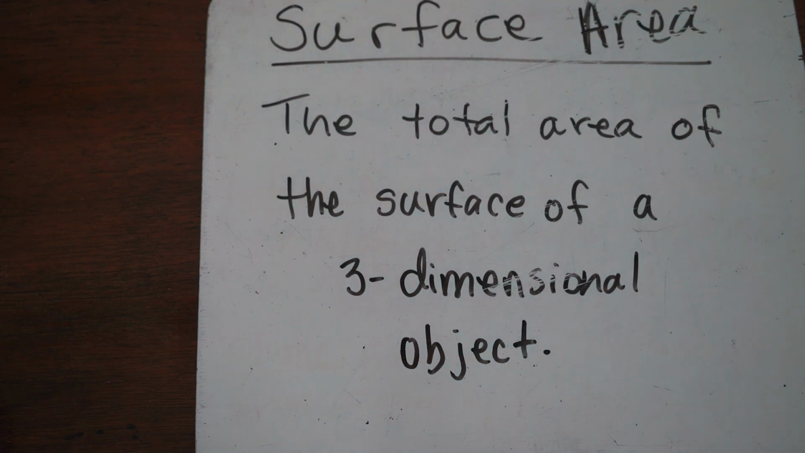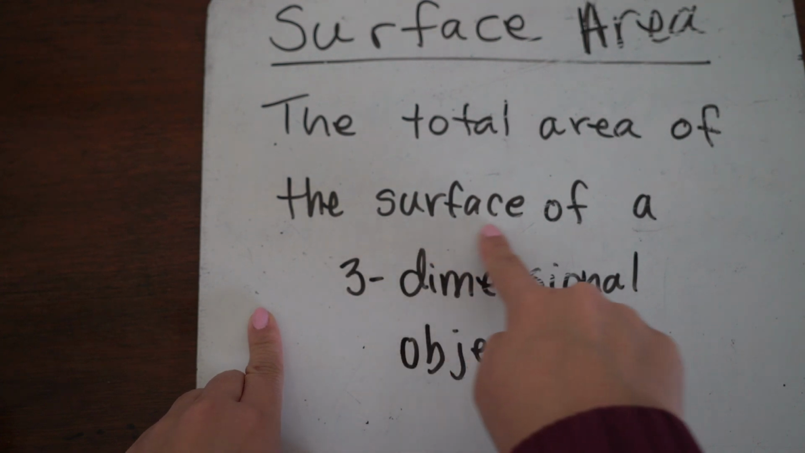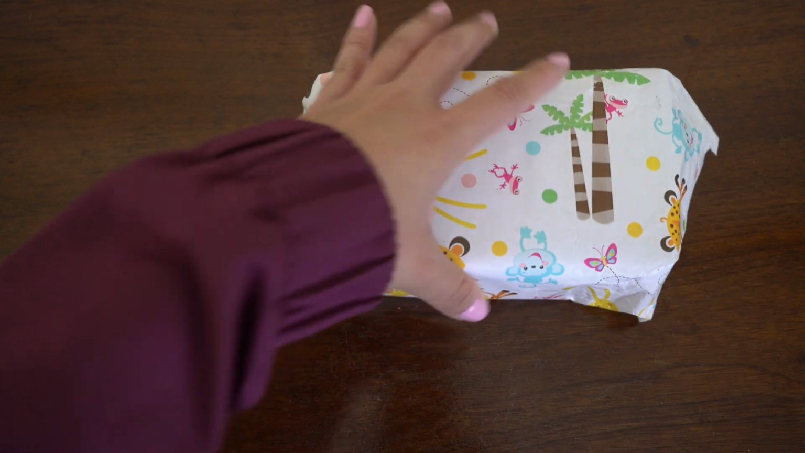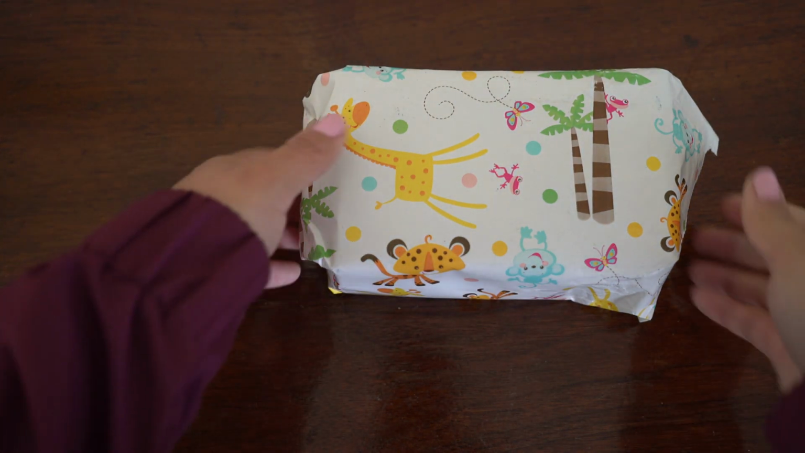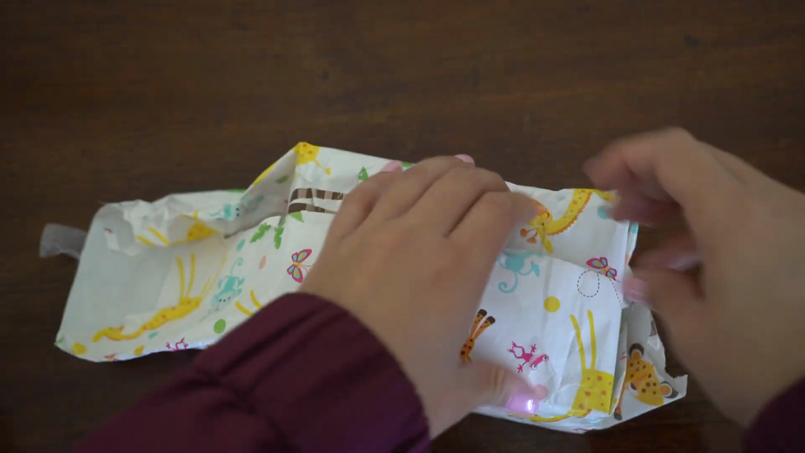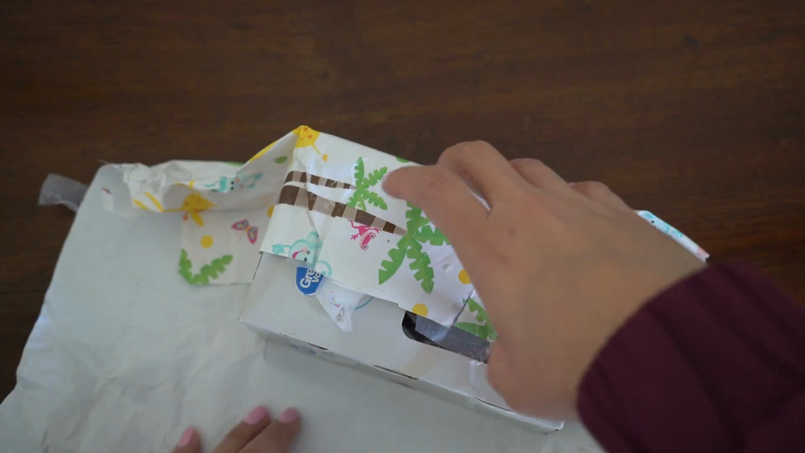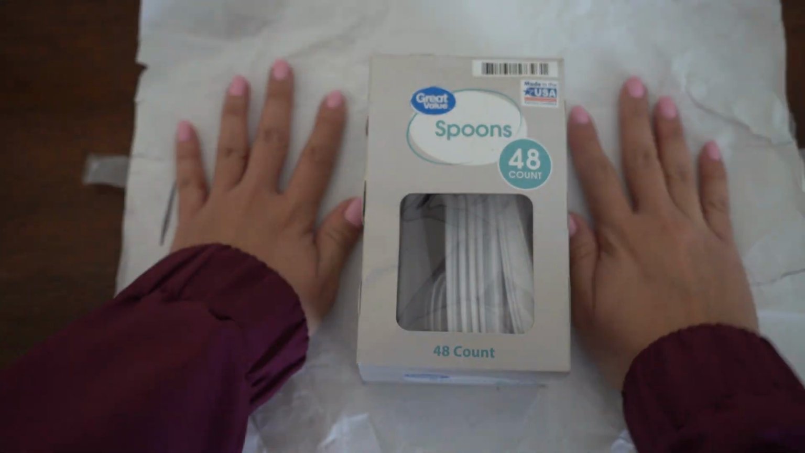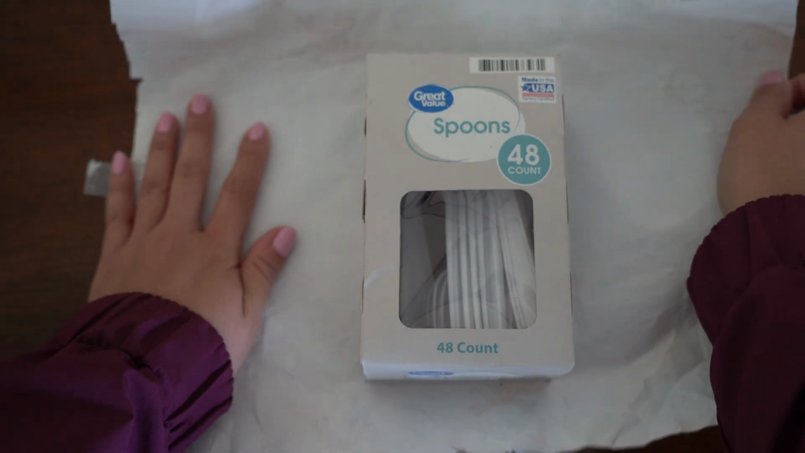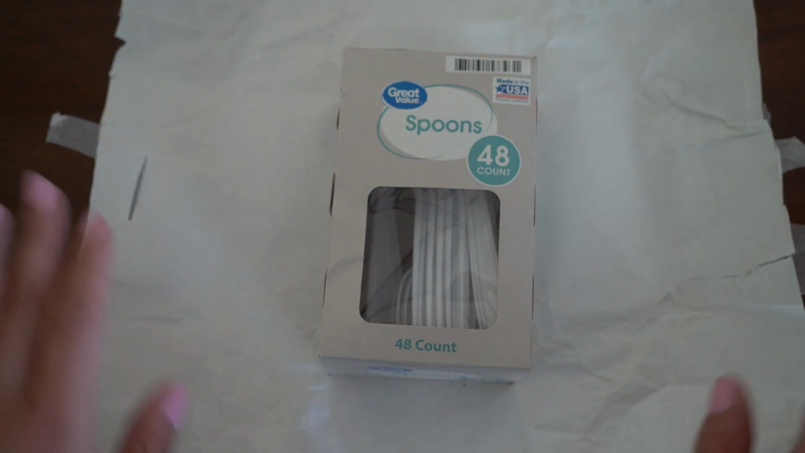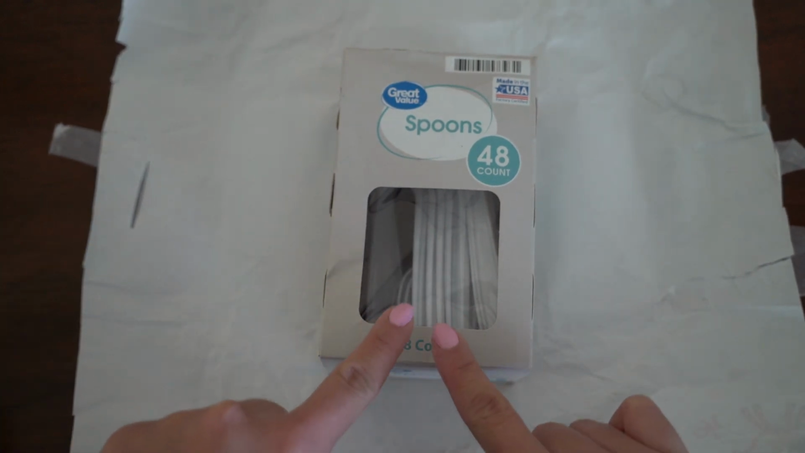Surface area is the total area of the surface of a three-dimensional object. Notice how it says surface, meaning outside. So let's take this box here that's wrapped in wrapping paper. Let me undo this wrapping paper without ripping it. Notice how the wrapping paper is only on the outside for this box, and particularly this rectangular prism. This wrapping paper is known as the surface area for this rectangular prism.